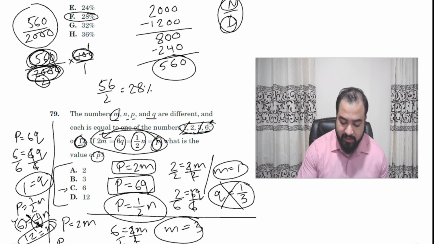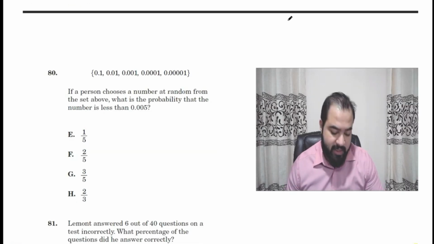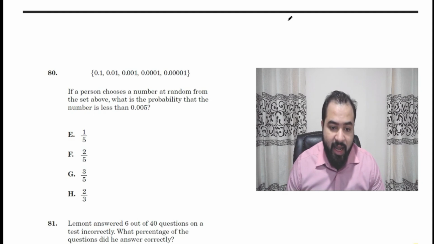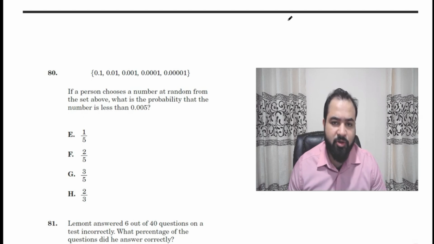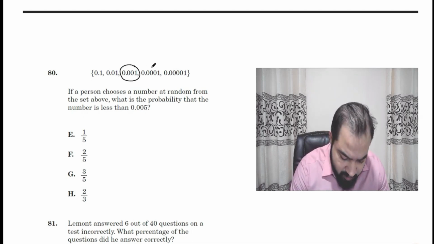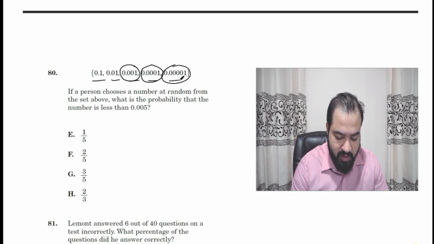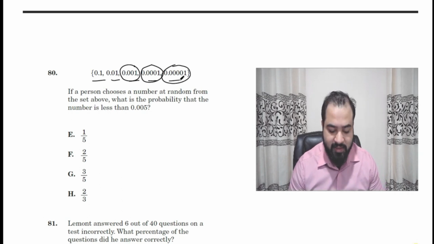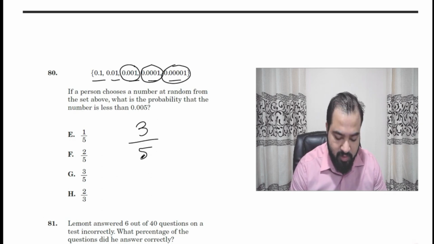So we picked p as 6, so that p worked out, and we've got m is equal to 3, that worked out. We got q is equal to 1, that worked out, and we got n is equal to 12, that worked out. Okay, question number 80 is asking, if a person chooses a number at random from the set above, what is the probability that the number is less than 0.005? There are 3 numbers that are less than 0.005 out of the total 5 numbers. So the probability is 3 out of 5. Perfect.